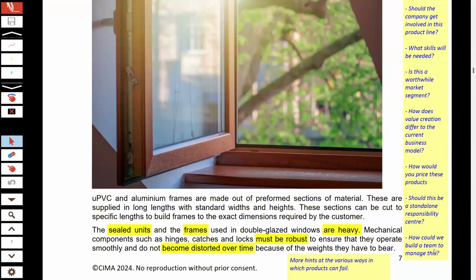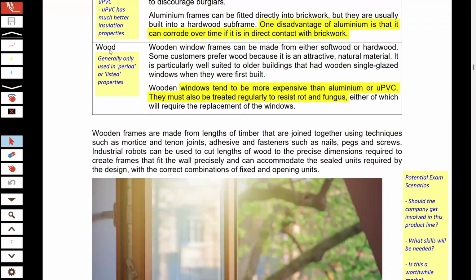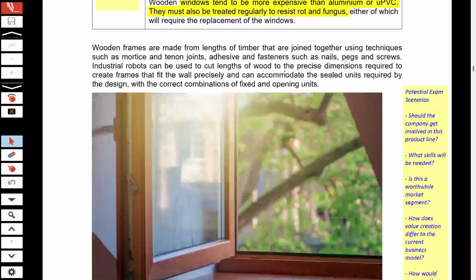And how would we build a team to manage this perhaps more bespoke, listed property, old property type of window replacement? So again, might not be anything in your exam, but it's got the potential to be a proposed strategy to go into this smaller, perhaps niche market of wooden window frames in older properties where wooden window frames are required by regulations.